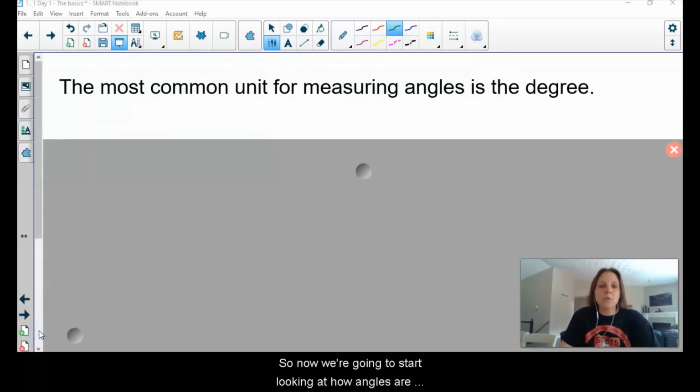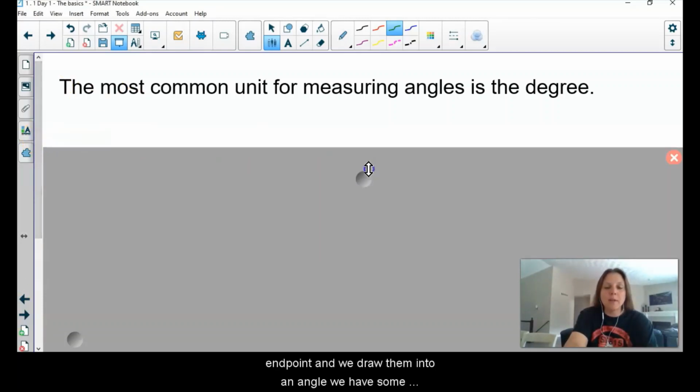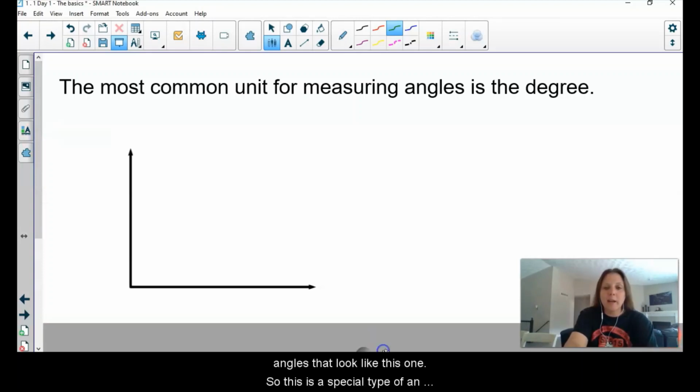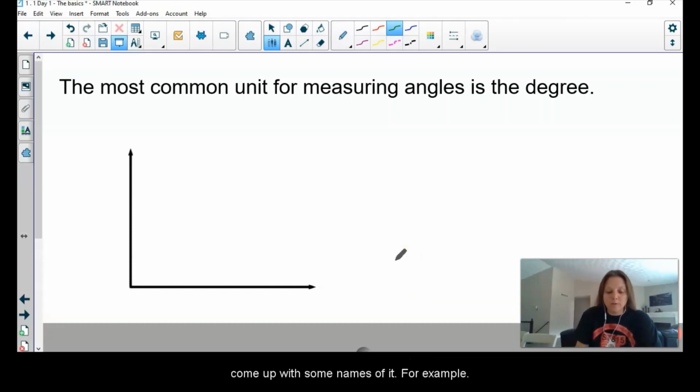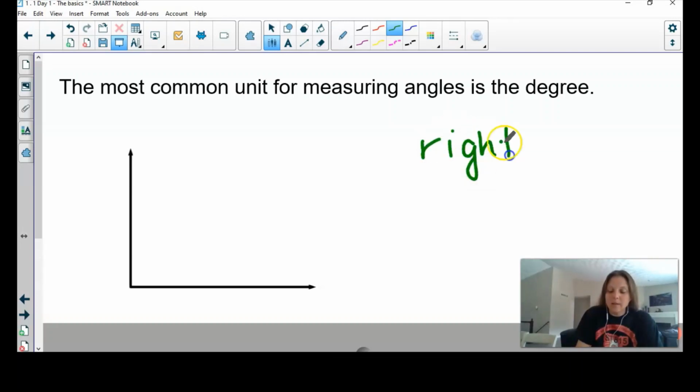So now we're going to start looking at how angles are measured, and angles are measured using degrees. When we're taking a look at two rays with a common endpoint and we draw them into an angle, we have some angles that look like this one. So this is a special type of angle. If you think about it for a minute, you'll probably come up with some names for it. For example, one of the names you may know is a right angle.